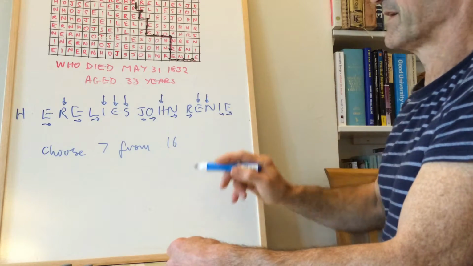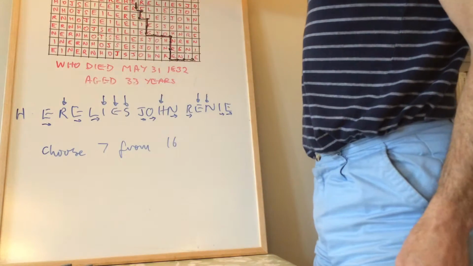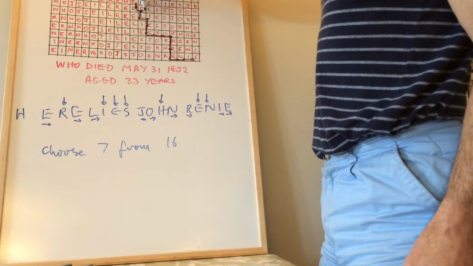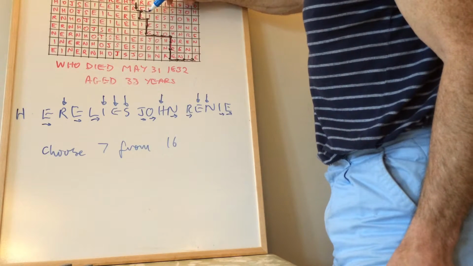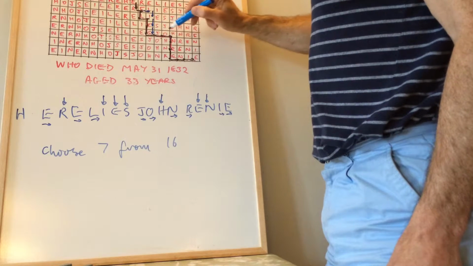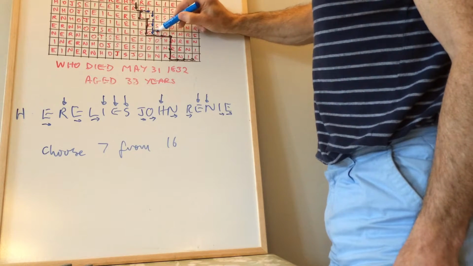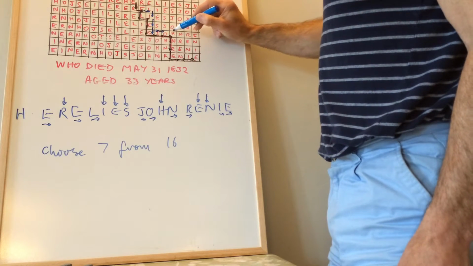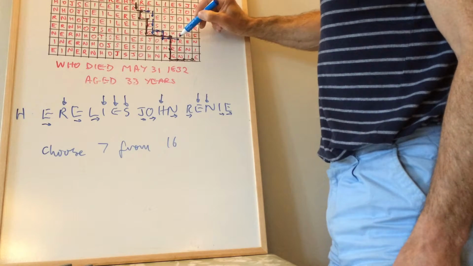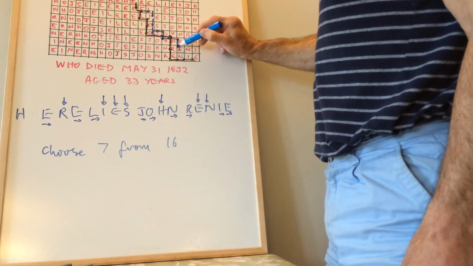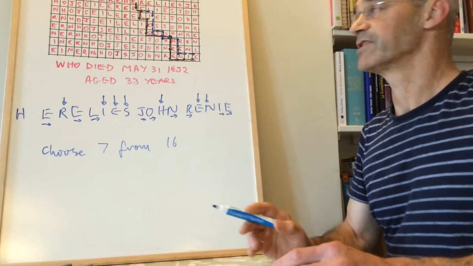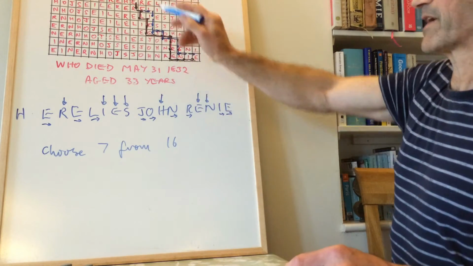bottom corner here. So what I'm saying is we're going to go from the H, we're going to go across to the E, down to the R, then we're going to go across to this E here, then across again to the L, then down 3, so we're going to go down to the I, down to the E, down to the S, then we're going to go across 2, so that's across here to the J and the O, then we're going to go down 1 to the H, then we're going to go across here to the N and across again to the R, then we're going to go down to the E, down to the N, and then across the last 2.